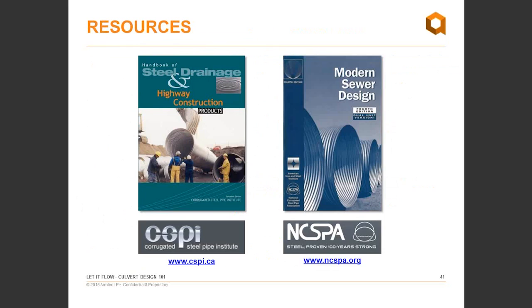Finally, I did want to mention two great sources of information for the design of culverts, the Corrugated Steel Pipe Institute and the National Corrugated Steel Pipe Association. At their websites, you'll find all kinds of technical information, all kinds of references that I use on a daily basis, including these texts that are used in culverts and hydraulic design.